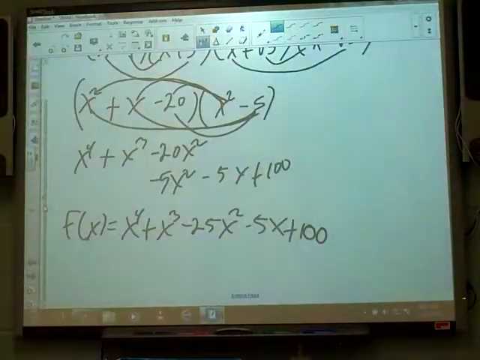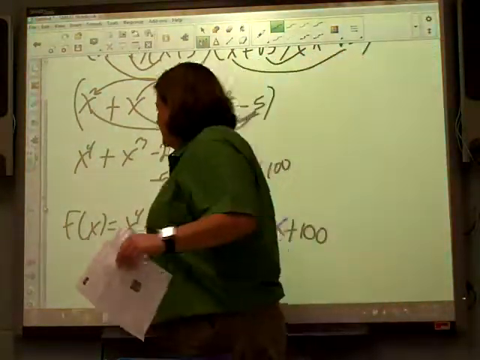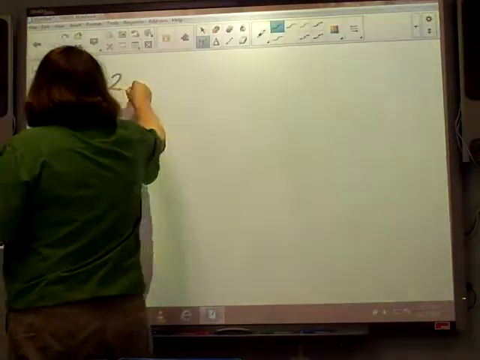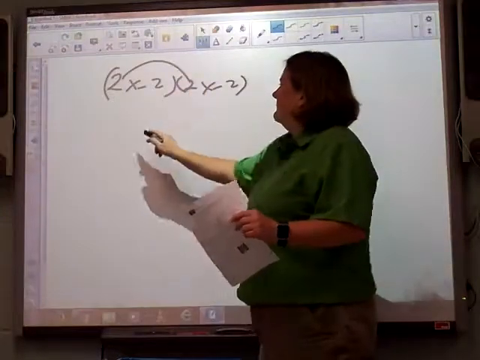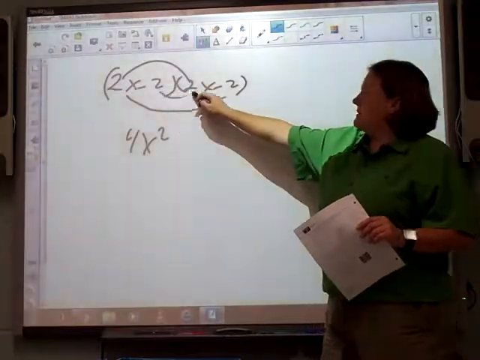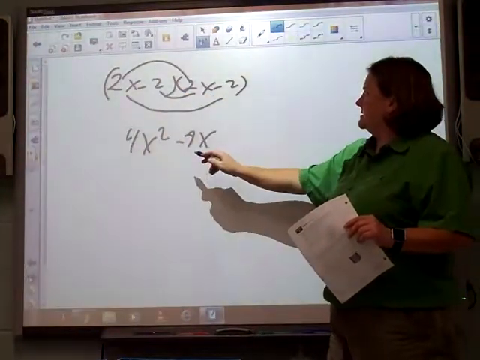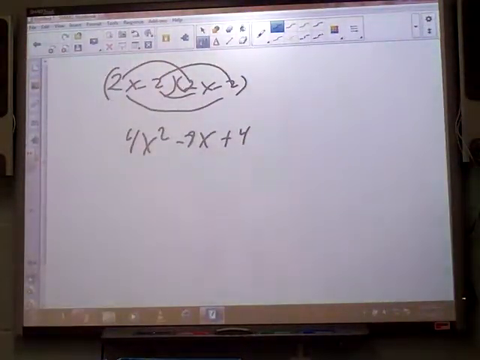Now on 3 through 8, it's just doing whatever operation it says to, either multiplying or dividing. Write the binomial twice. So we would write 2x minus 2 twice since it's squared. So then that would get me 4x squared minus 4x, and minus 4x is minus 8x, plus 4. So that's all you would have on number 3.